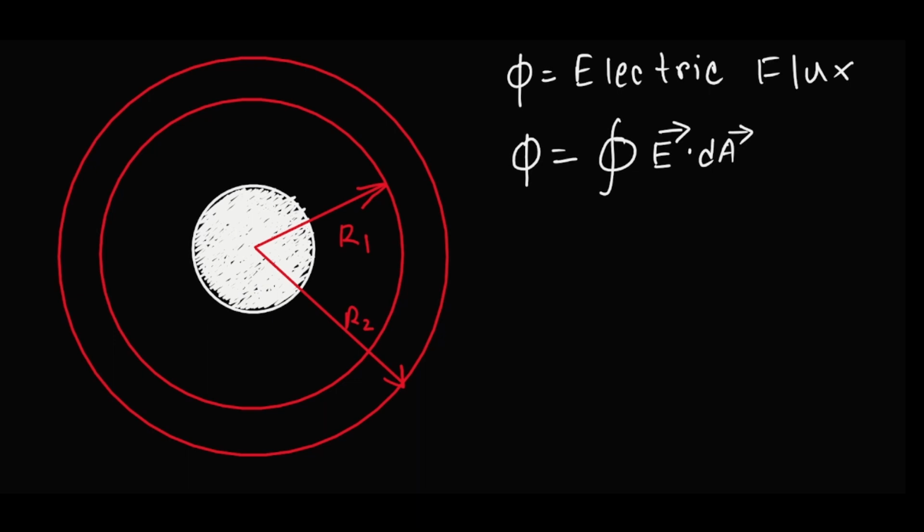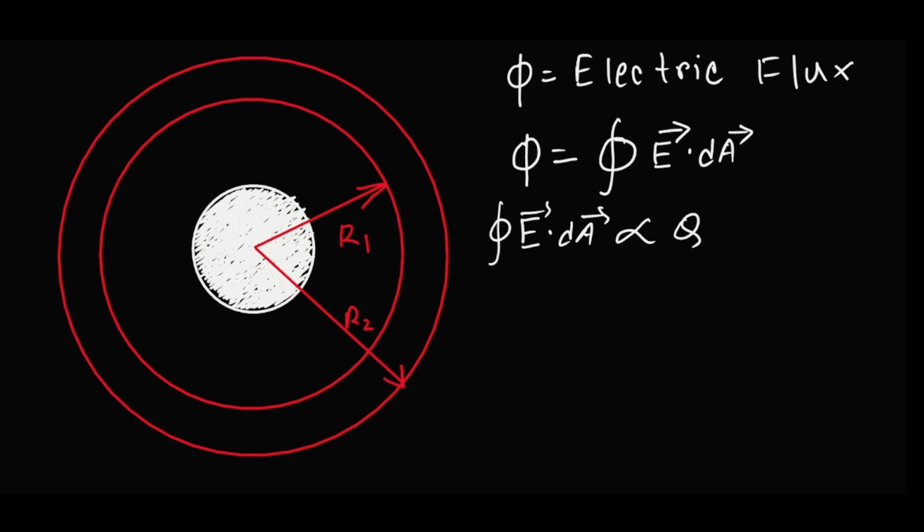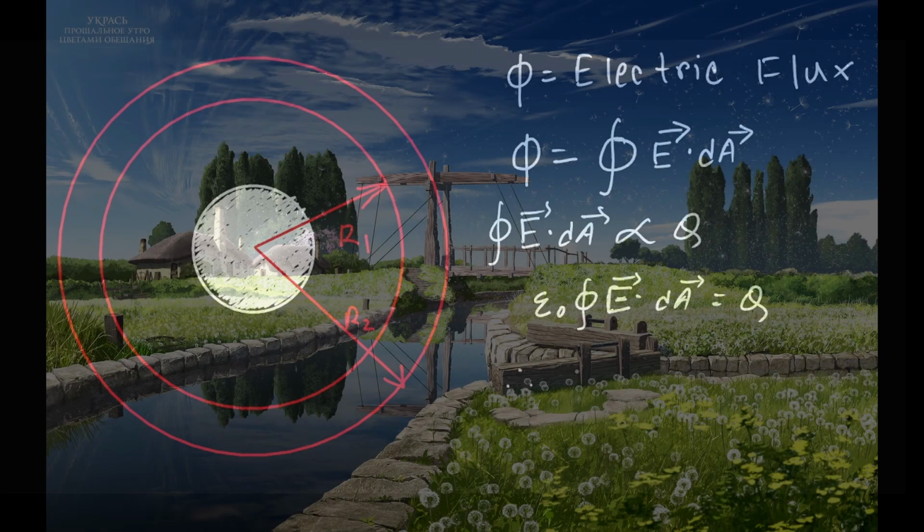Also note that electric flux also depends on the amount of net charge the source contains. From the equation of electric field, we see that the magnitude of the electric field is directly proportional to the amount of net charge contained in the source. So we can say electric flux is also proportional to the net charge contained in the source. If we get rid of the proportionality sign and use a proportionality constant, what we get is Gauss's Law, one of Maxwell's 4 fundamental equations of electromagnetism.